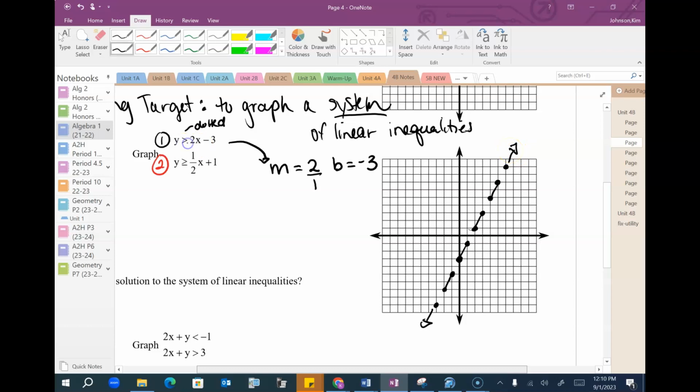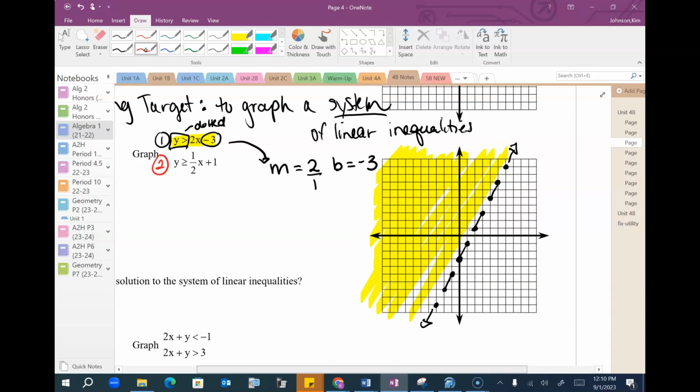Last but not least, I have to decide which way I'm going to shade that line. This is where I like to color code. So I'm going to choose yellow to shade the black line, the line that I drew in black. If you don't have colors, just shade super lightly. I need to shade where y has to be greater than -3. So I want my y values to be bigger than -3. Those y values are up here. All of these y's are greater than -3. So I'm going to shade above the line. Okay, so that's the first inequality graphed.